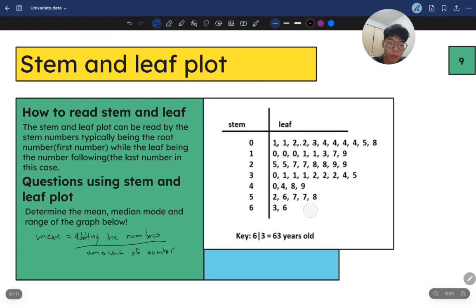The mode is the most frequent one. We just see what's the most frequent one. As you can see, it's this one. A lot of 4s there. Therefore, that's the mode.